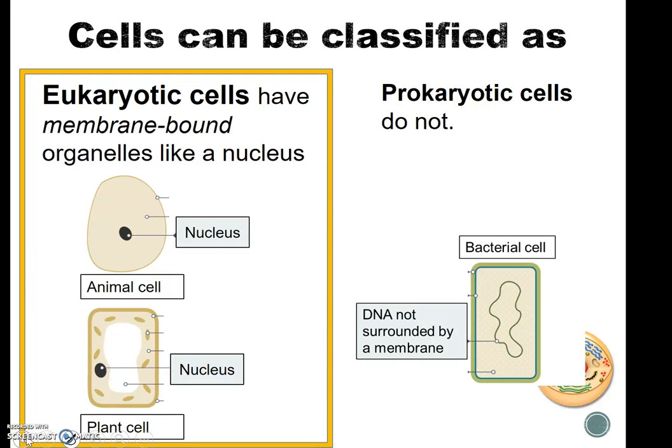Hello class, and welcome to the second lesson on cell structure and organization. So you remember the last time we were talking about these eukaryotic cells that have a nucleus, and how both animal cells and plant cells are eukaryotes? Well, we're going to look a bit more into detail into their structure today.